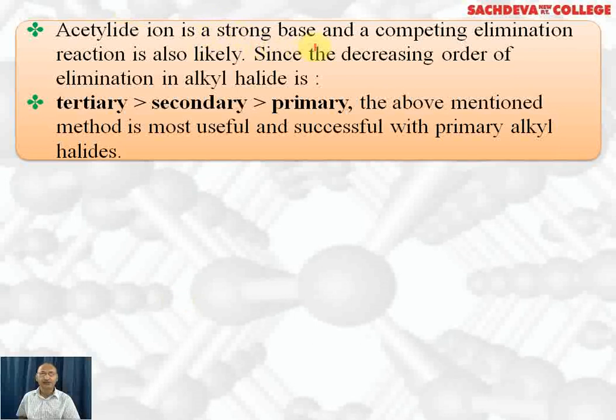Acetylide ion is a strong base and a competing elimination reaction is also likely. The decreasing order of elimination in alkyl halides is: tertiary halides undergo dehydrohalogenation fastest, then secondary, then primary. So the above mentioned method is most useful and successful with primary halides, because if we use a tertiary halide, elimination will take place because acetylide ion is a strong base.